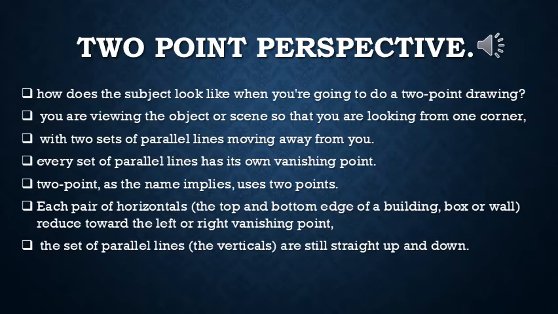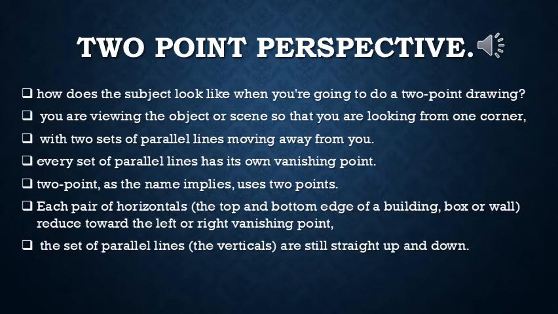The first point is, how does the subject look when you are doing a two-point perspective drawing? When you are looking at a two-point perspective drawing, you are looking at the object from one corner, and the other sides of the object will be seen by you. It's more like the edge of the object or the edge of the scene is in front of you, and it is dissolving on the sides of the drawing or on the side of the sheet.